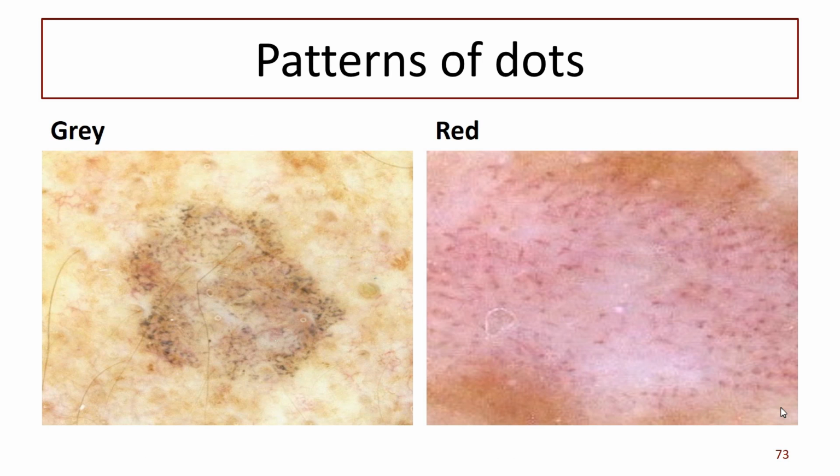Okay, so dots can be grey. This is another one with grey dots. Very similar. Again, you might be seeing black or brown, but just believe me, it's grey. And these ones are red dots. So what are red dots to you two? Blood vessels, yes. Everything that's red, basically, is blood vessels.